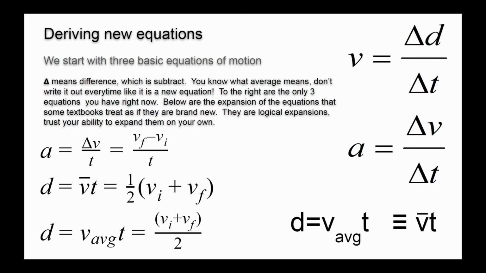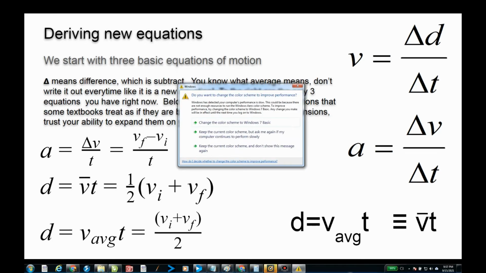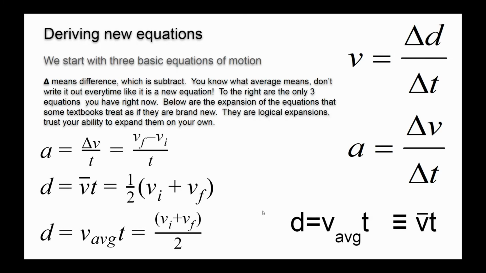On the far right of the screen, you see v is delta d/t, a is delta v/t, and d equals v average times t. The delta means difference. Now here's where I have problems with a lot of textbooks and a lot of well-meaning teachers. There are three equations on the screen. On the right and on the left, those are the expansions of the equations. a equals delta v/t is vf minus vi over t.